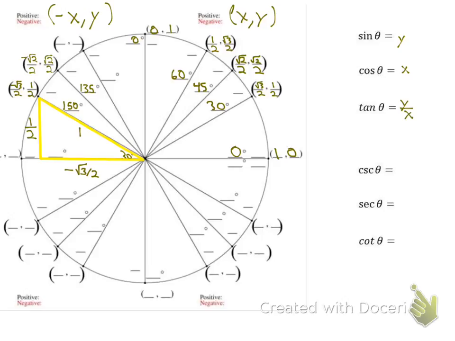Okay, last spot in there. 120. Reference angle of? If I drew the triangle here, what would the angle over here be? 60. Yeah, it'd be a 60. It's a 30, 60, 90, but it's the 60 here. So it's the reflection of the 60 degrees. So what's our coordinate? Negative 1/2, and? Root 3 over 2.